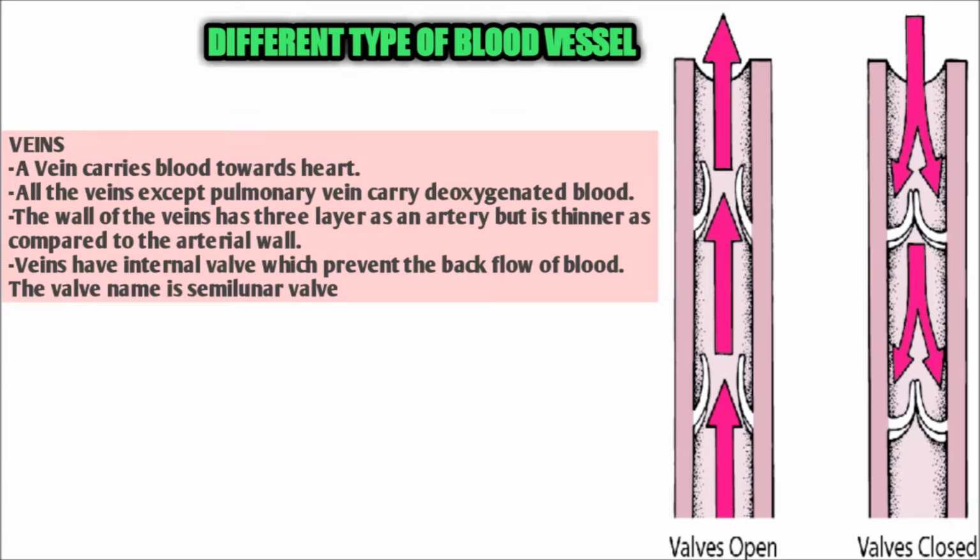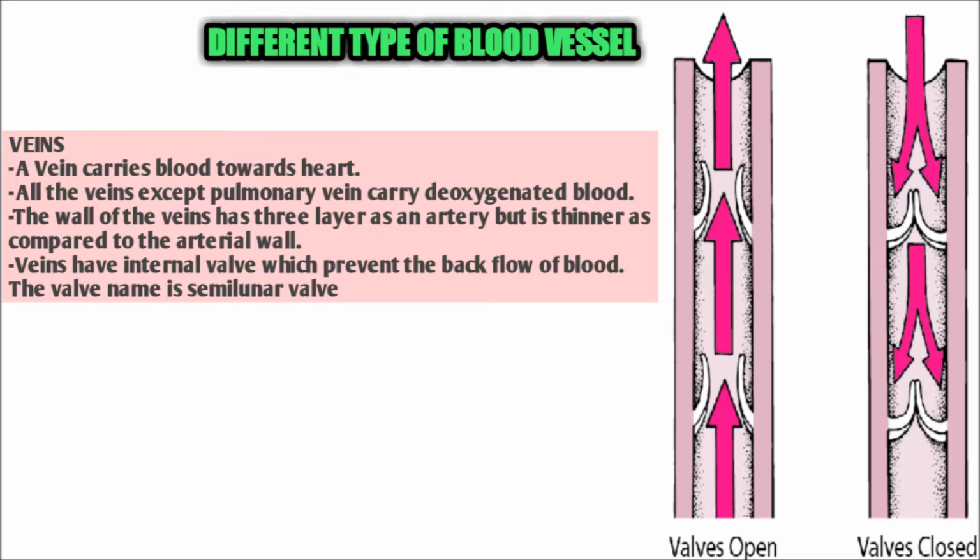The vein wall is comparatively thinner than the artery wall. Am I right? Why? Because in the vein, valves are present. The blood does not flow in both directions; it can flow in only one direction. When the valve opens, the blood flows upward, and when the valve closes, the blood does not return back into the vein.